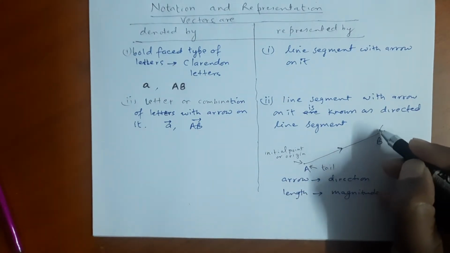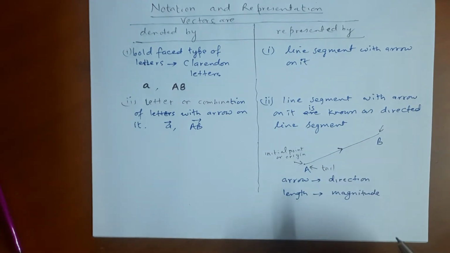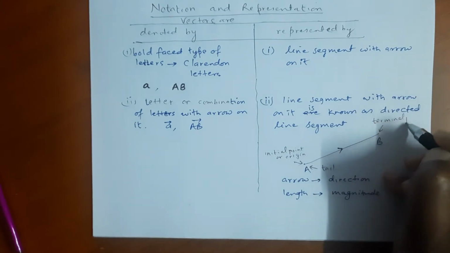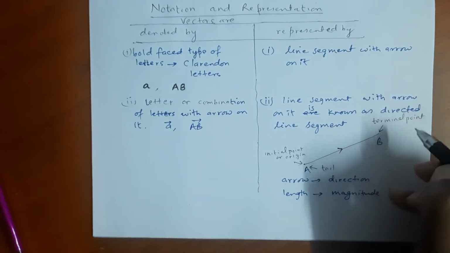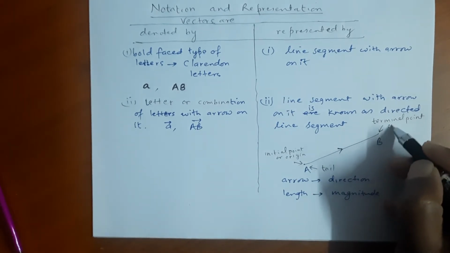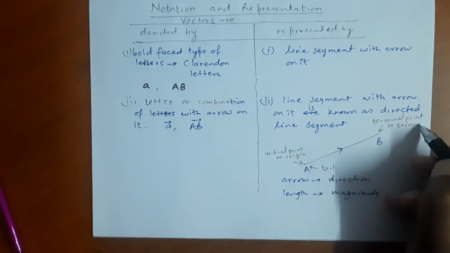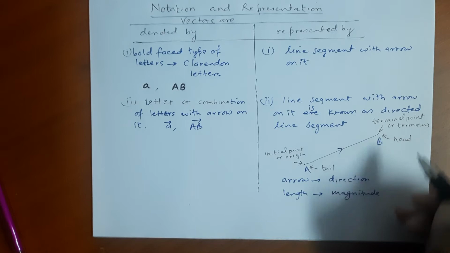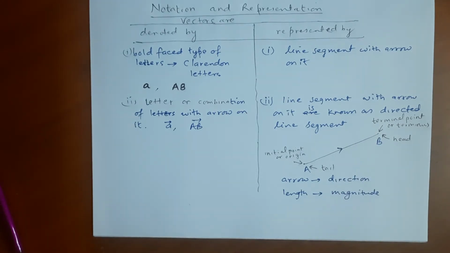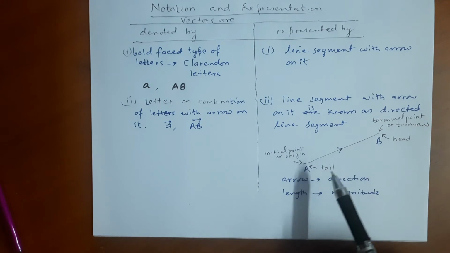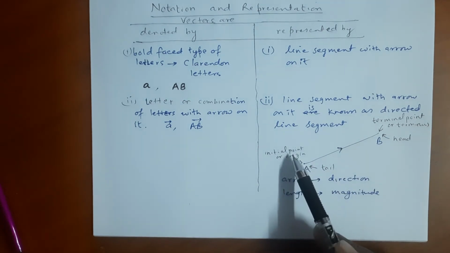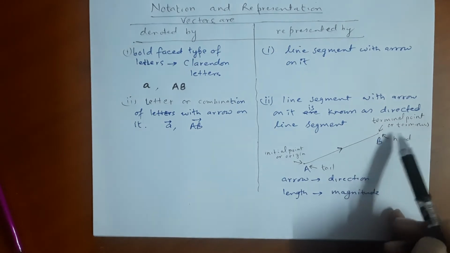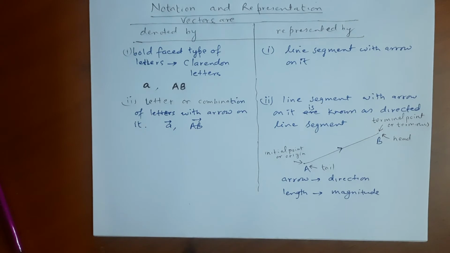And this one is known as the terminal point, or terminus, or it is also known as the head of the vector. Okay, so in this directed line segment we have two parts. One is the origin, also called initial point or tail. The next one is the terminal point, also called terminus or head of the vector.